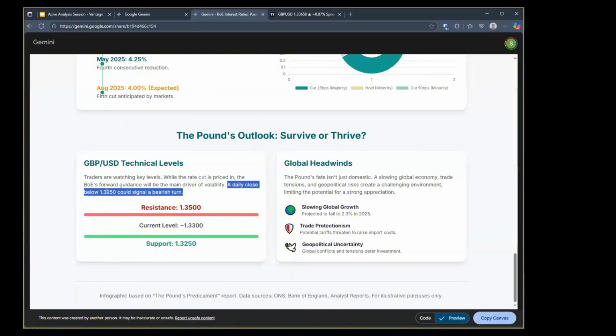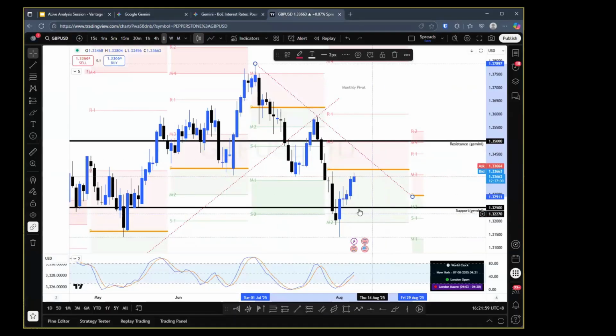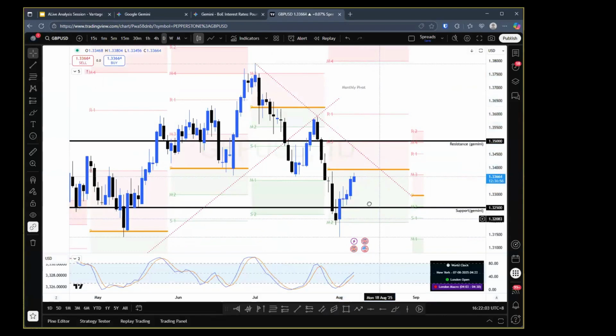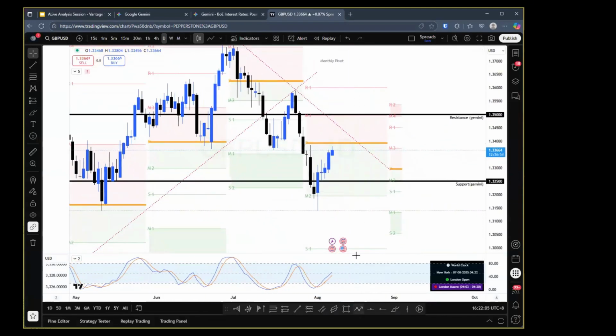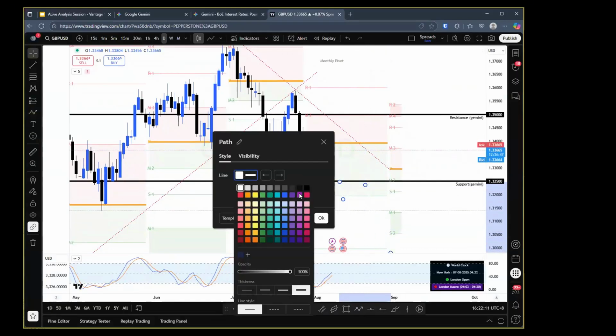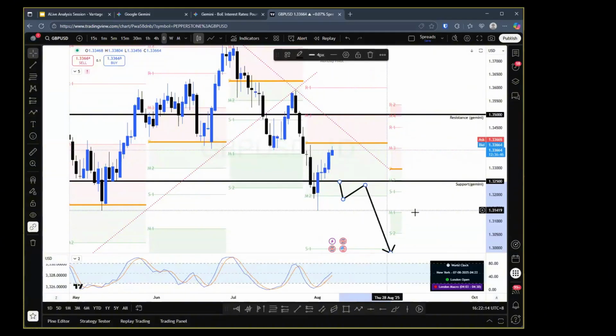One line here, a daily close below 13250 could signal a bearish turn. Okay, so this is Gemini's point of view. If there is a daily candle that closes below this, then it will be bearish. Okay, so still quite a distance away. I'm just going to draw Gemini's plan, how I think Gemini would have traded it.